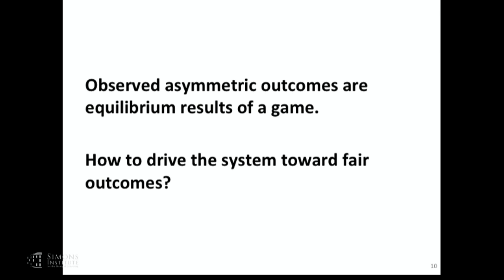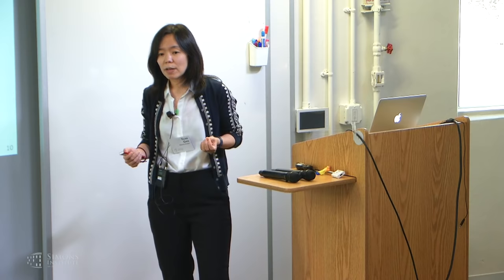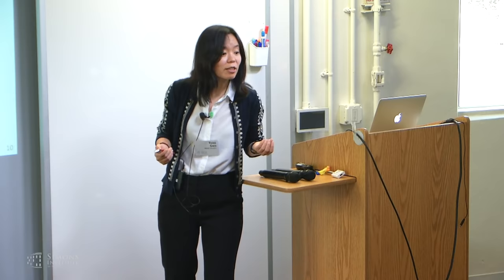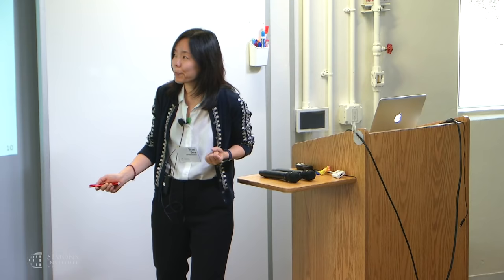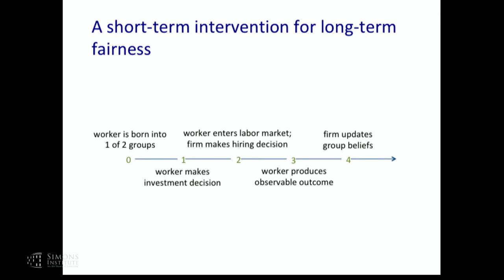But then the question is that if we really want to achieve the substantive equality of opportunity, what can we do? What other interventions can we do to drive the system toward a better outcome? Better means a really substantive equality of opportunity here. Okay. So if we consider the bigger model, we actually can think about the dynamics here and what we can do. So we think about the normal labor market as a dynamic game.